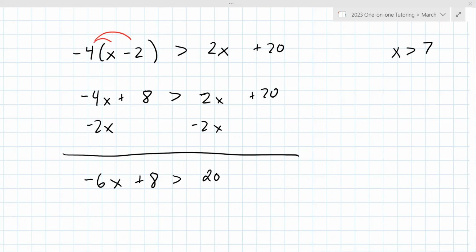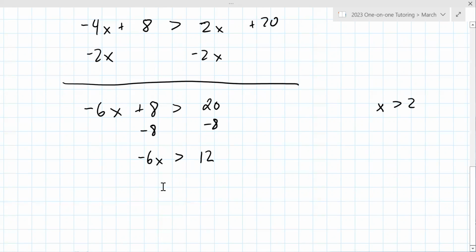X is greater than 2. Okay, so might be correct here. Again, I'm concerned though because you've not flipped the inequality. So you subtract 8 from both sides, minus 6x greater than 12. Now you don't flip the inequality here. It's only when you multiply or divide by a negative. Now on the left here, you divide by negative 6. X is now less than negative 2.